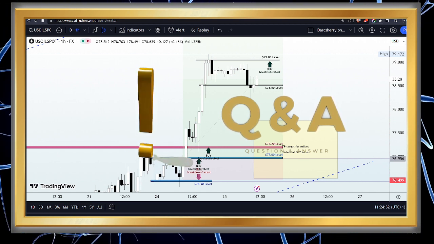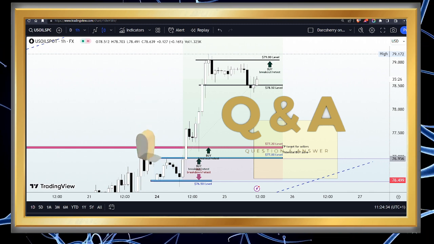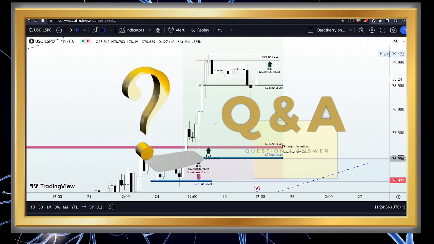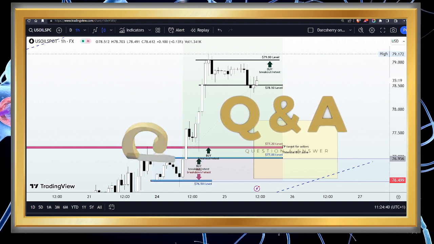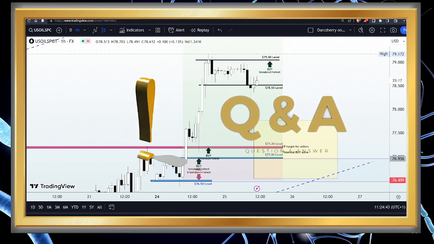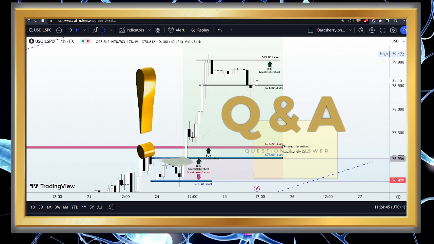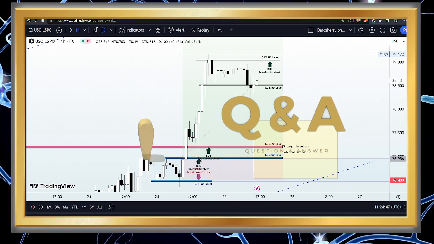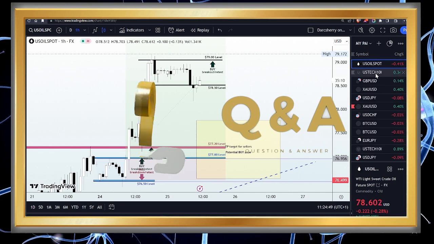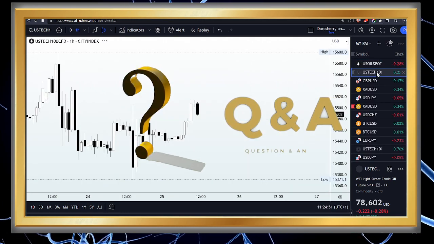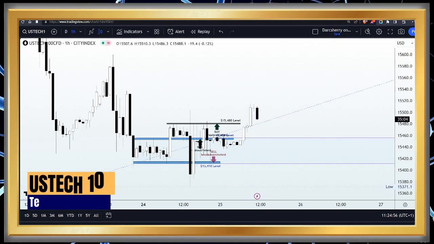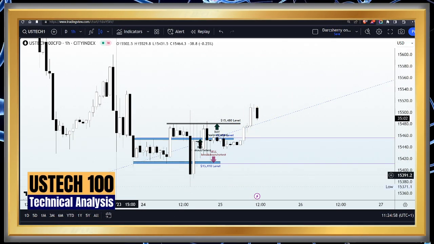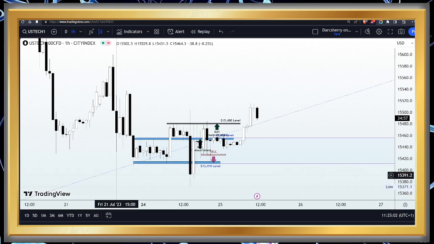All right, so in the absence of any questions, I want to assume that we are all on the same page here. So we shall be moving into the next instruments on our watch list. So the next instrument on our watch list is the US Tech 100.